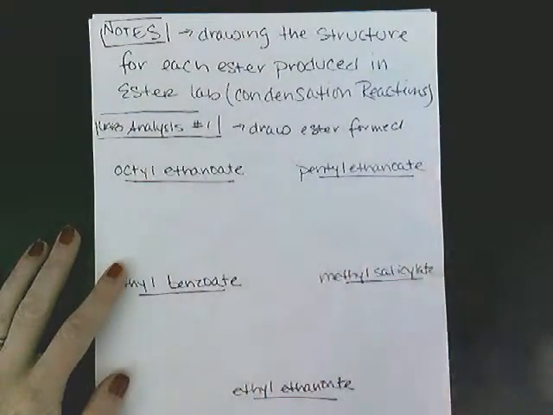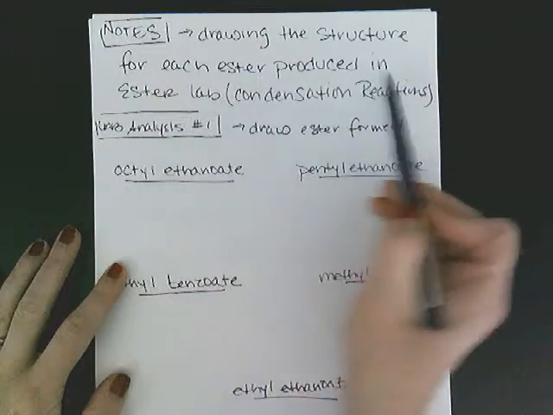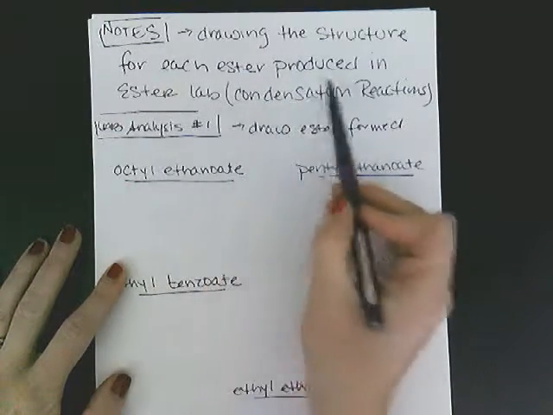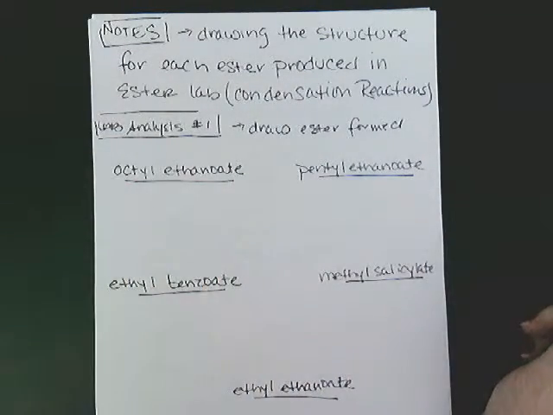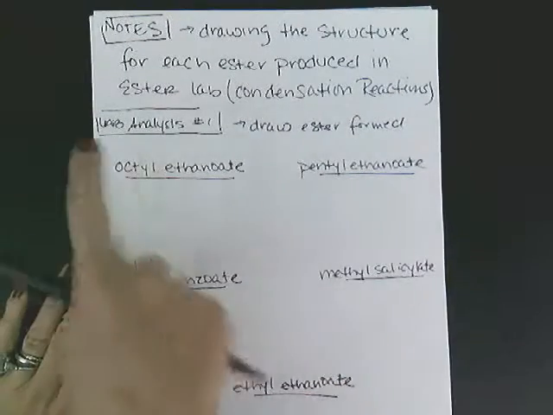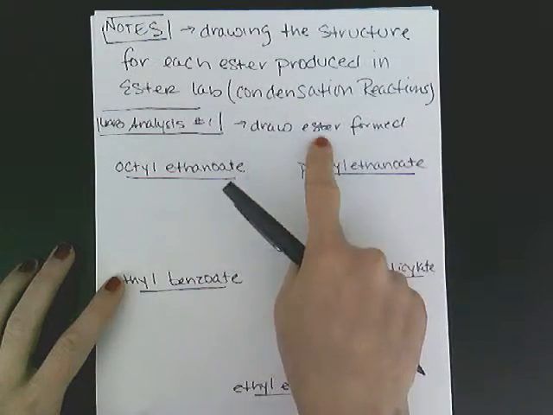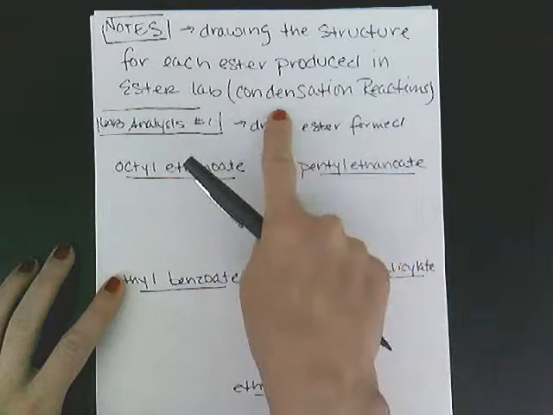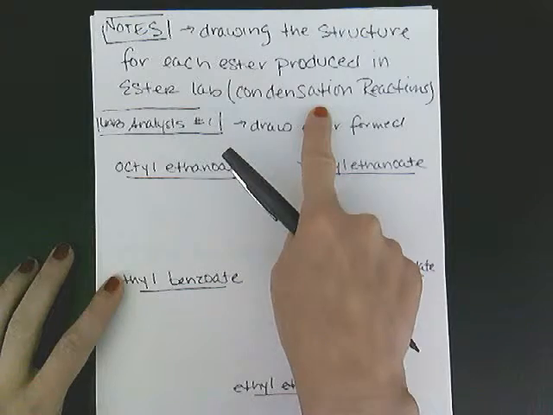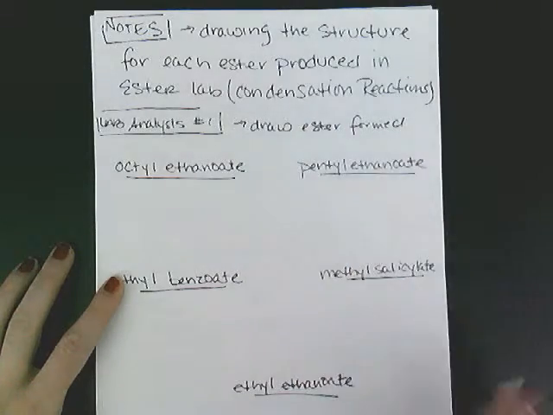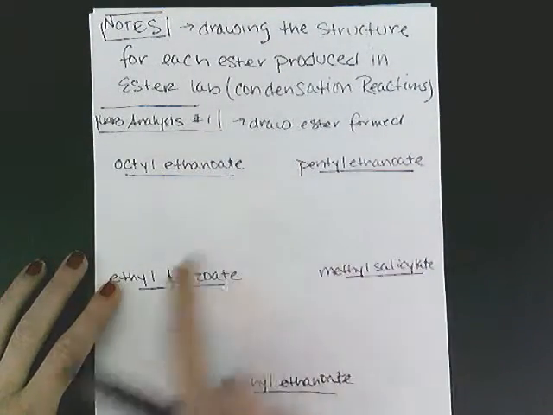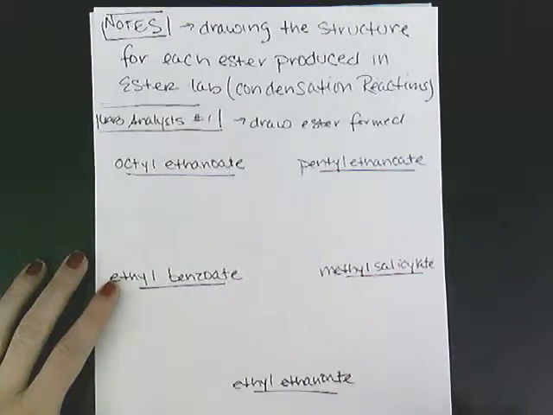This is a lesson in drawing the structure for each ester produced in our Ester lab. The name of the reactions were called condensation reactions. That was the type. Lab analysis question 1 in the Ester lab asked us to draw the ester formed, so the product, other than water, from the condensation reaction. Here are the list of the products in our 5 test tubes.